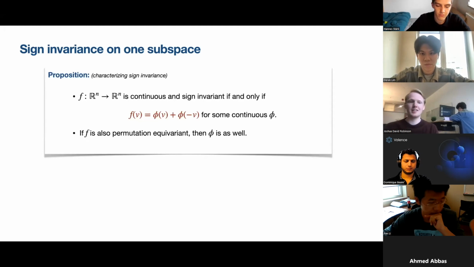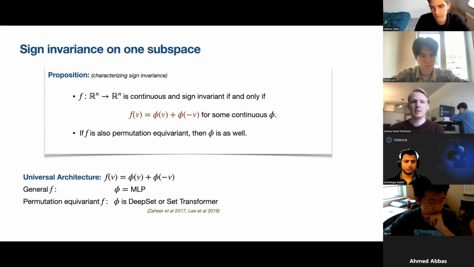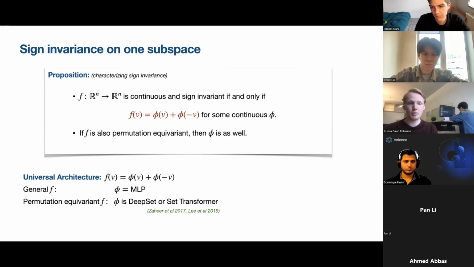Furthermore, if you would like this f to have the additional permutation equivariance property that we mentioned, which will be important for graph learning problems, then this requires only that phi is also permutation equivariant. Using this decomposition, we are then able to parameterize a universal architecture that is able to represent any continuous sign invariant function acting on a single vector.